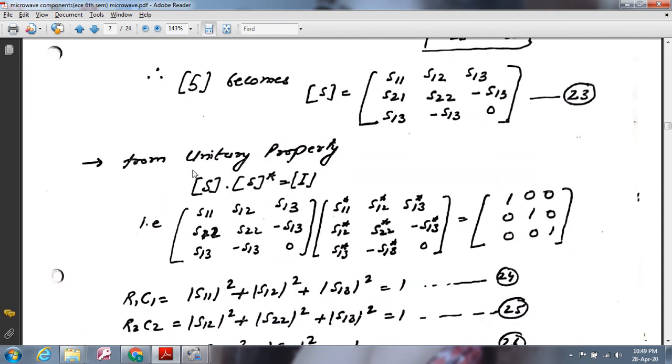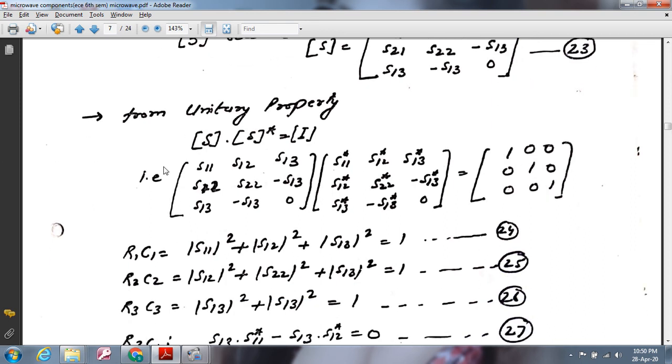Now we apply the next property, that is the unitary property, which states that S into S star equals I, means the S matrix and its complex conjugate matrix will give you the unitary matrix I. So this is our S matrix and this is our S star matrix. Now if we multiply these two, we will get another 3 by 3 matrix, that is the unitary matrix, a diagonal matrix whose diagonal elements are 1. So we will proceed just like we did in case of H-plane T.